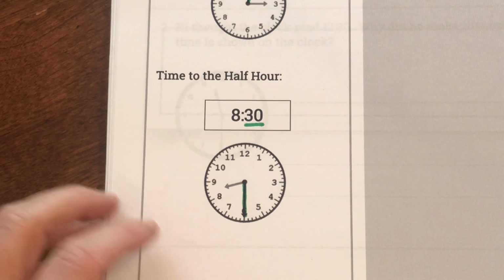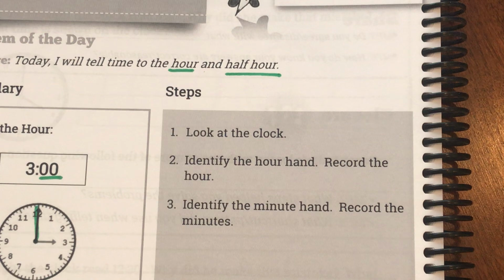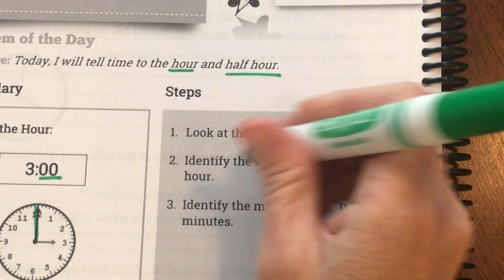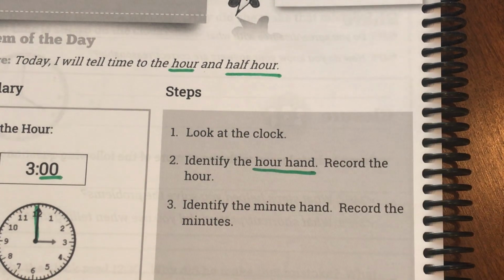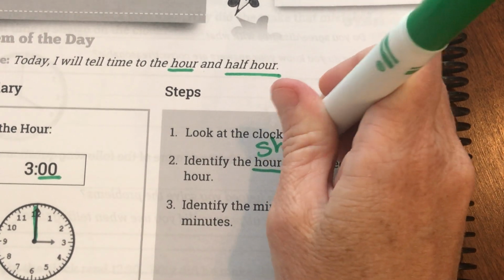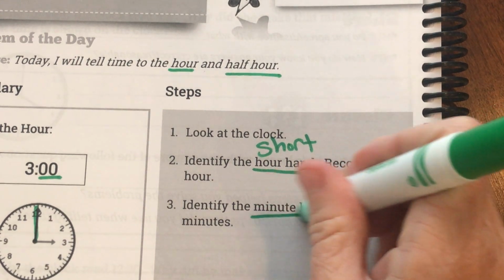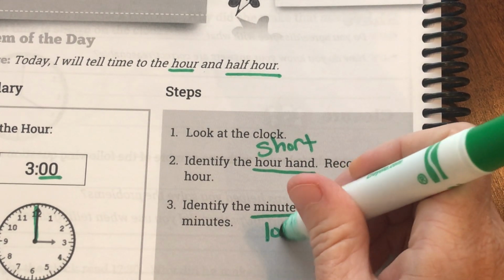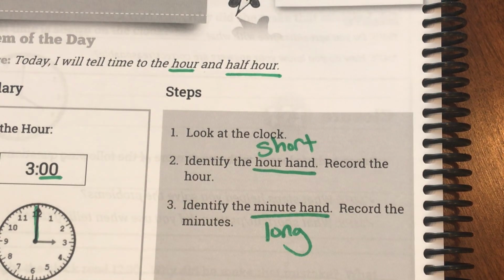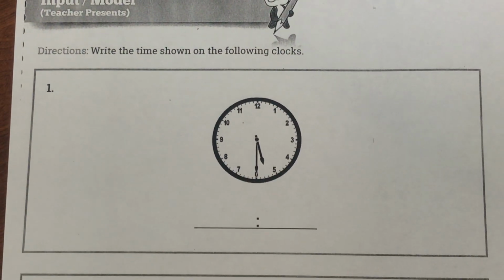Okay, so our steps that we've been using for this unit is we always look at our clock, but then we identify the hour hand first. Remember, our hour hand is our short hand. Then we identify the minute hand, which is our long hand. Okay, so what does this look like, boys and girls? I'm going to show you mine first. So here's my first one.